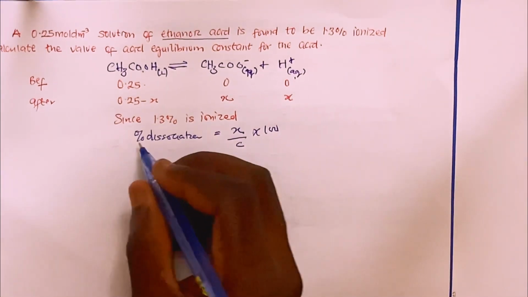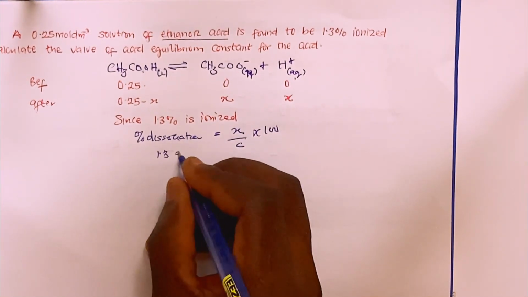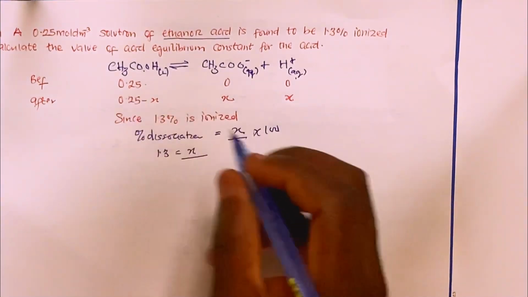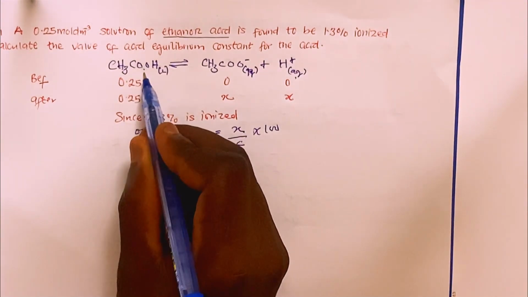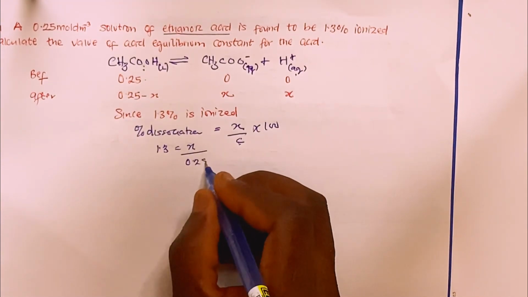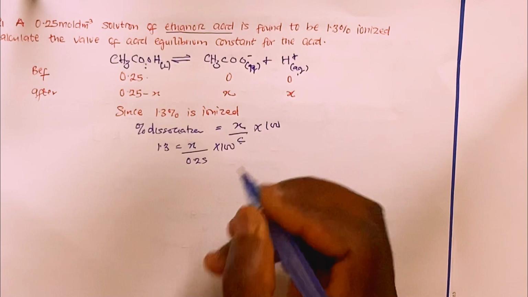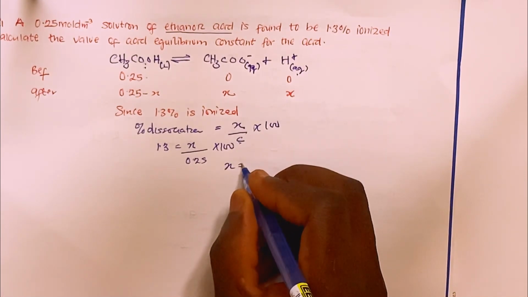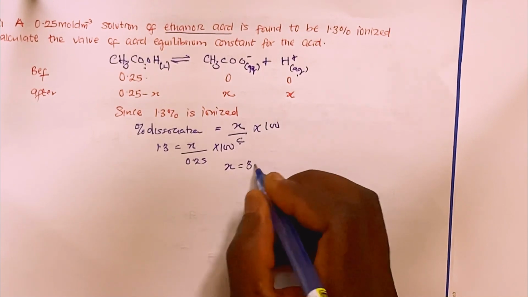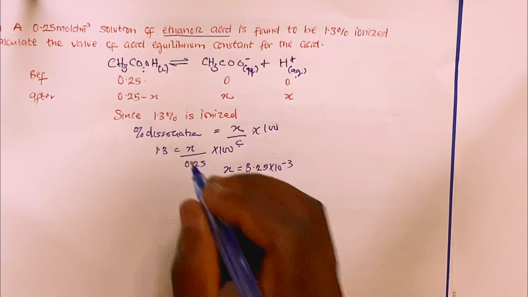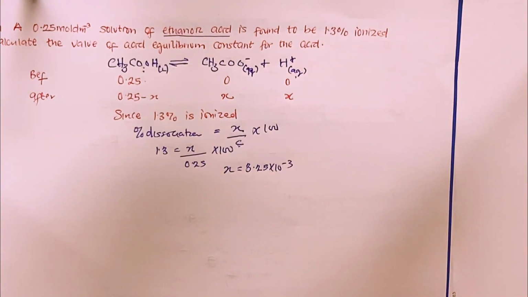Now look at this. Percentage dissociation is 1.3, equals my x, which is the unknown value, divided by my c, which is the concentration of acetic acid before the reaction, 0.25, multiplied by 100. So my x should give me something like 3.25 times 10 raised to the power minus 3. Once you press everything on the calculator, you see that it is 3.25 times 10 to the minus 3.